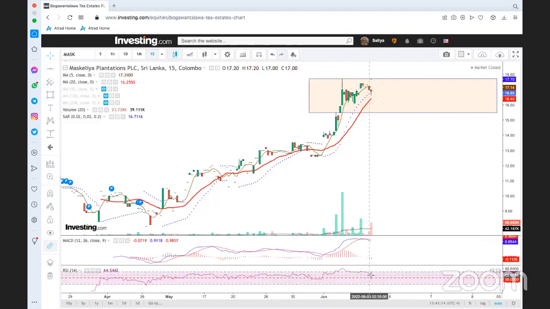RSI, of course, is above the 50 points, just like in HPL and TPL. We can see that the RSI has gone above the 70 points and is now coming below the 70 points, right? So as long as the RSI is above 50 points, at that point, let's say the MACD is crossing above the signal line and PSAR is coming below the price line, those are very important, right?